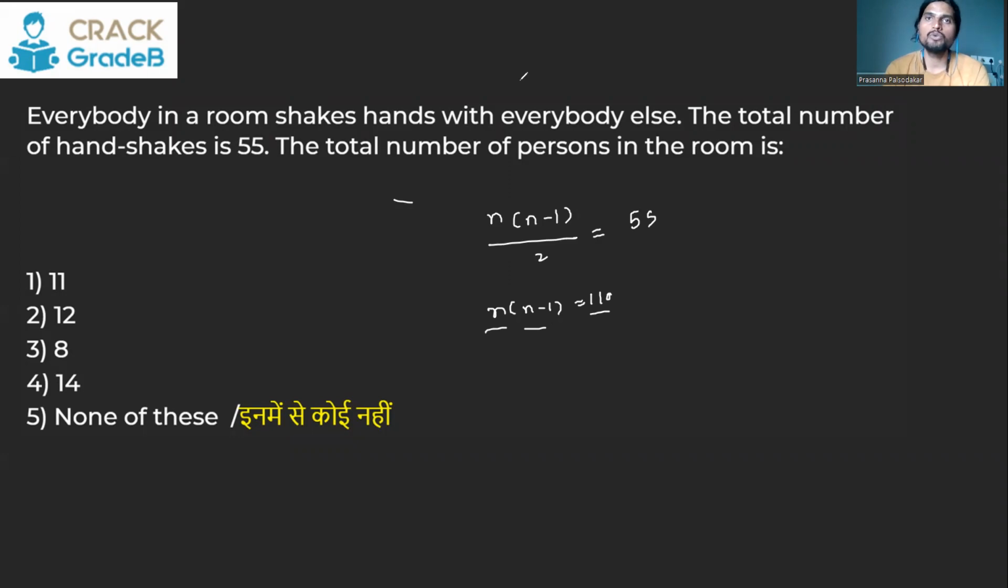So you are just looking for two numbers which differ by 1 and whose product is 110. So easily the numbers are 11 and 10. 11 into 10 is 110. That means the value of n is 11. So the number of people in the room is 11. I hope you got this.